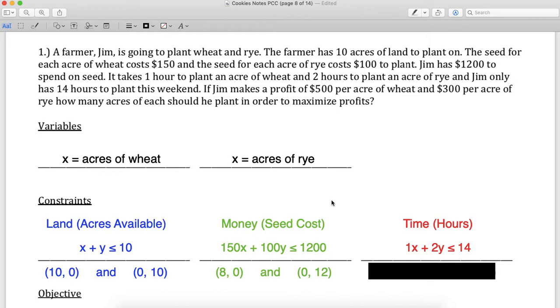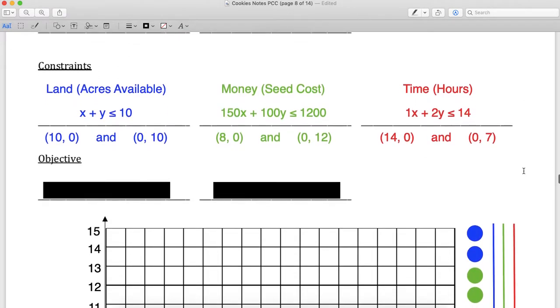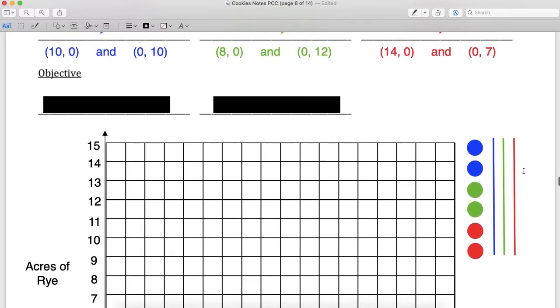Now for our last one, our time, each acre of wheat is only an hour. So if Jim does wheat only, he can use obviously all 14 hours. So he can plant 14 acres of wheat. Now since rye takes 2 hours, if he only does rye, he's only going to be able to plant 7 acres. So here are our x and y intercepts for each of our 3 constraints, and now we are going to graph those. And I will come back to the objective here at the end.